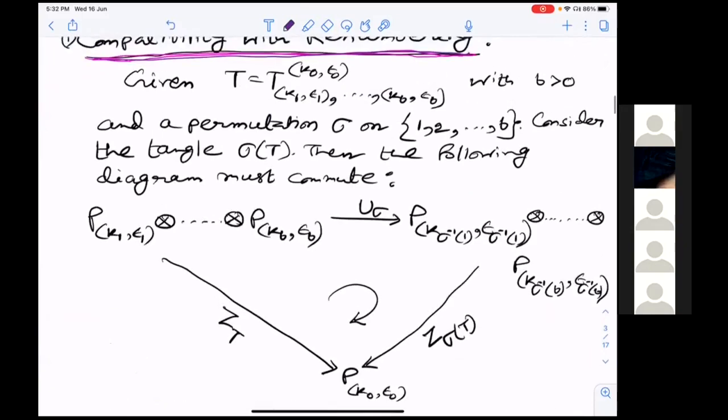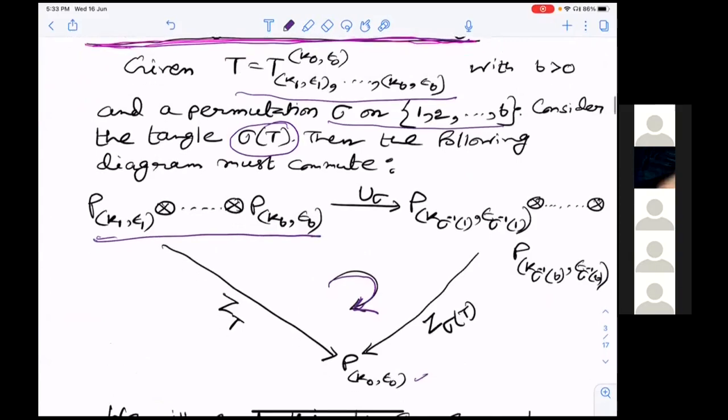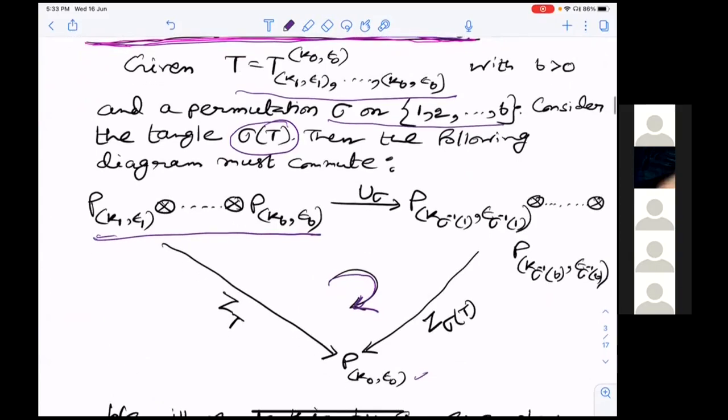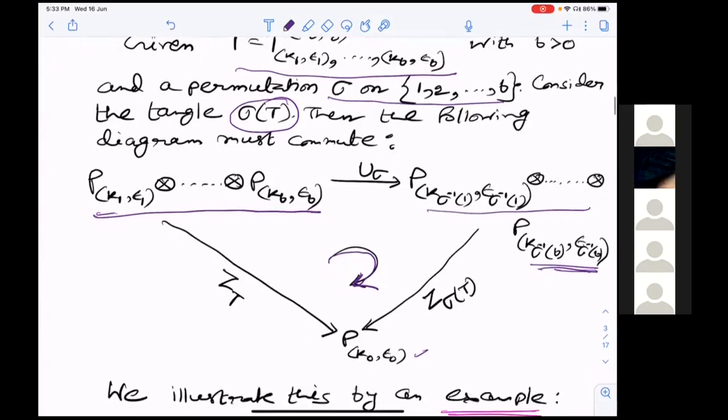Mathematically, how will we say this? Suppose this is my T, and given any permutation sigma, we have another tangle sigma T, such that this diagram commutes. See, this is the ZT. ZT is defined from this one to Pk naught epsilon 1. This is ZT. And you have a U sigma, because you have renumbered this, so there will be a unitary from this vector space to that. And this diagram should commute.